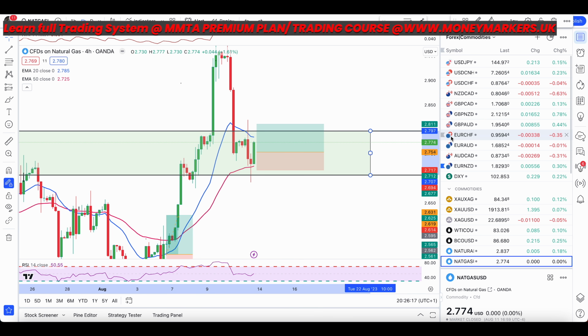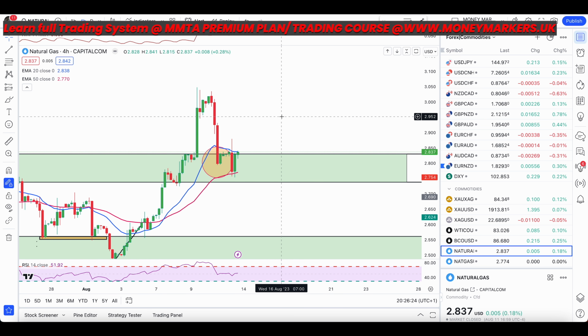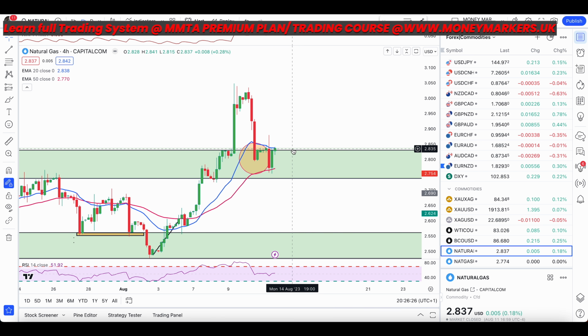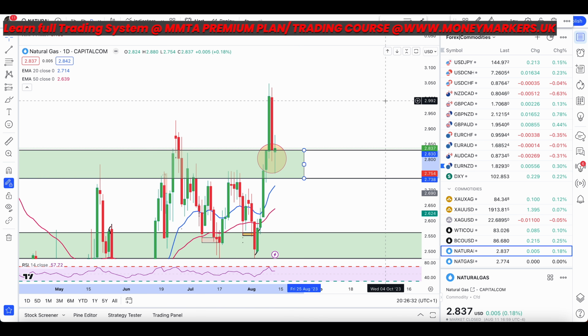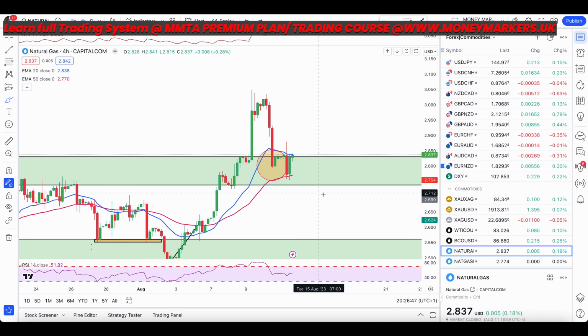This is our trend continuation zone, bullish, and this is a good reason to enter. Now here on capital.com, if you are taking your trades here, just use 1 ATR exactly like that, and the zone 2.738 goes up to 2.830. Have these zones on the charts. That is what I'm expecting from NatGas next week.